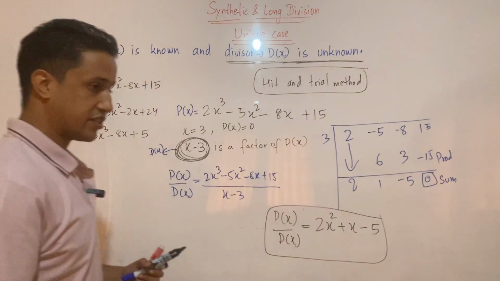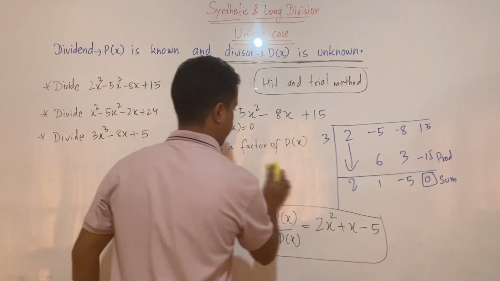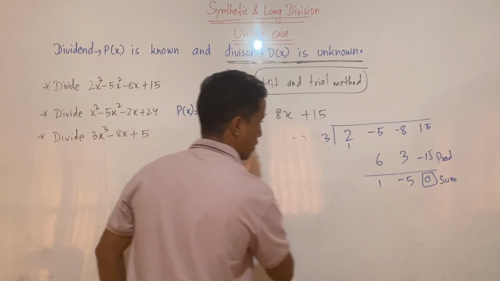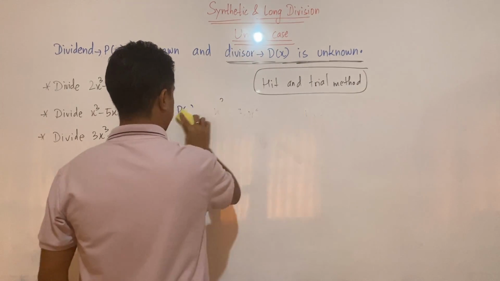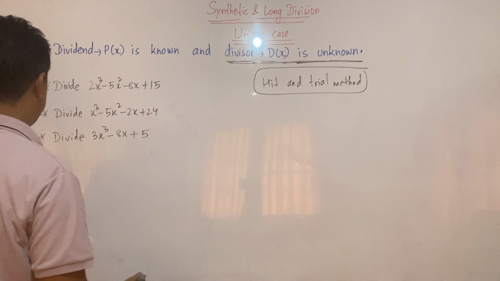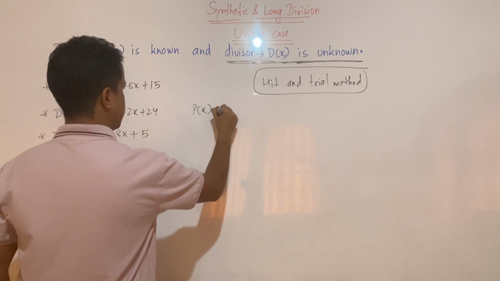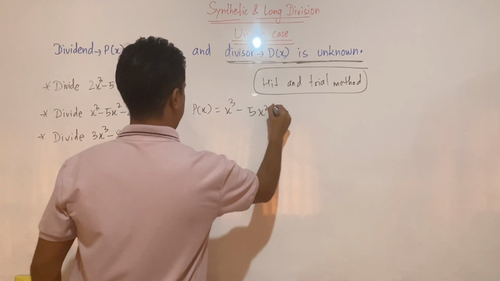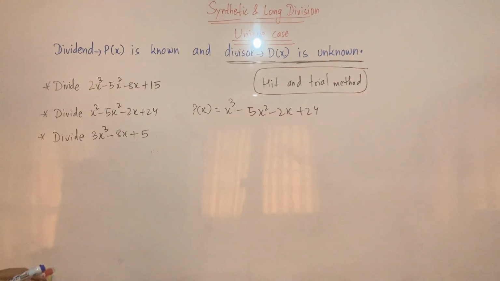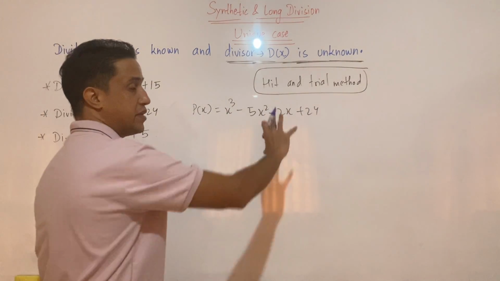Take one more example. The next example: p(x) is given. p(x) is x cubed minus 5x squared minus 2x plus 24. Now, let's use the hit and trial method to find out the value of x for which this p(x) becomes 0.